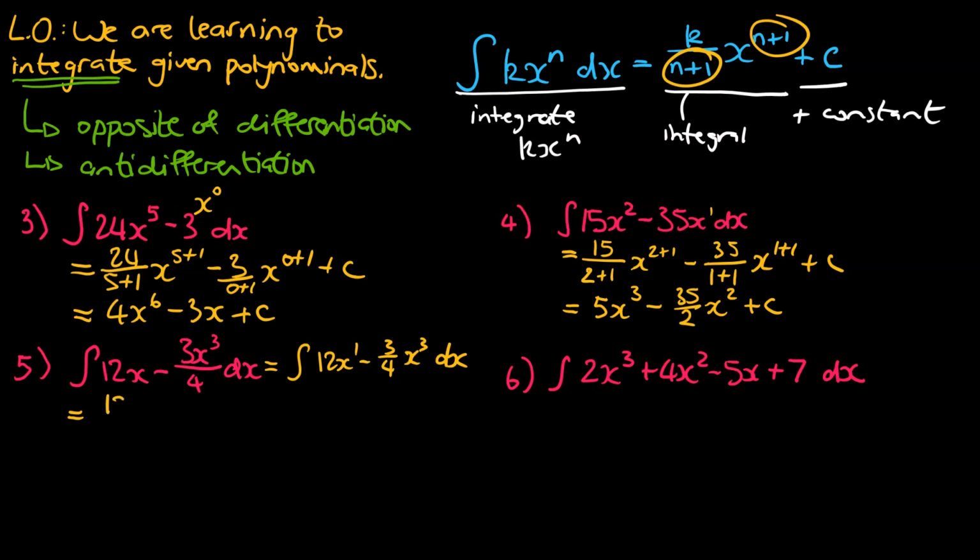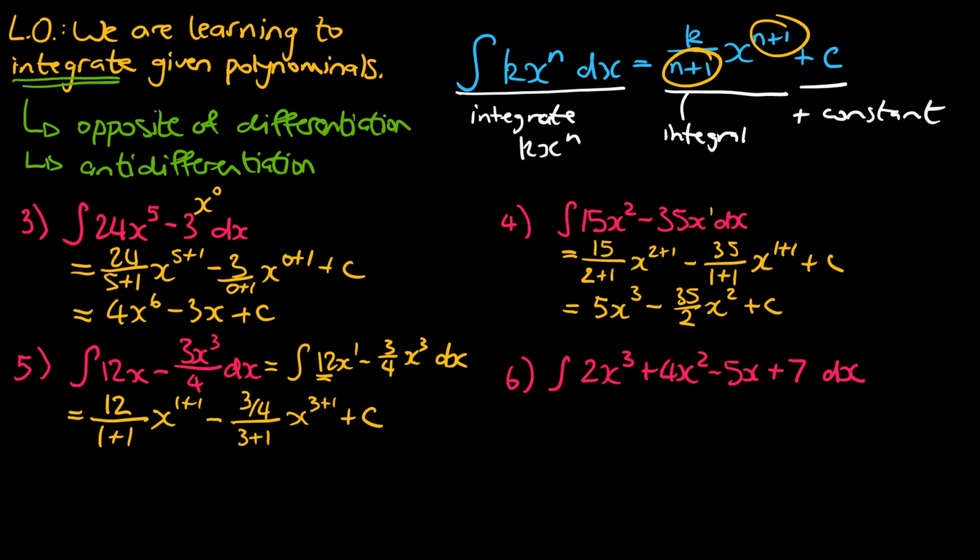So we're going to go 12, which is the constant, or k in front of it, and we're going to go the power plus 1. So 1 plus 1 times x to the power of 1 plus 1. We're then going to minus 3/4 divided by the power plus 1. So that's going to become 3 plus 1 down the bottom, and that's going to be x times x to the power of 3 plus 1, and we're going to add c at the end.